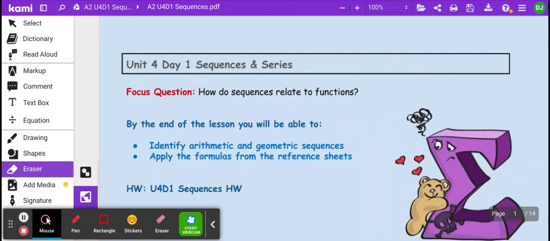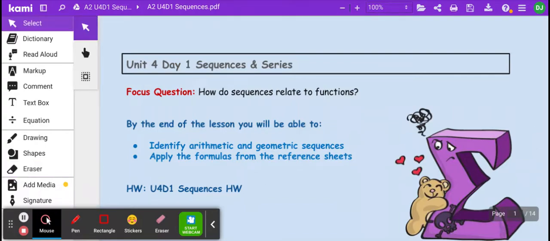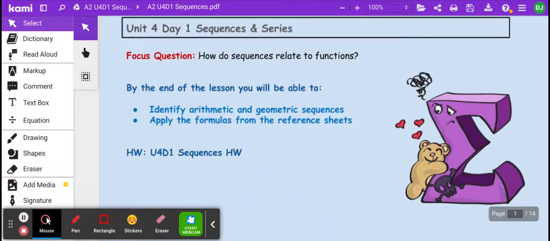Hey everybody! Today we are going to start Unit 4, Day 1. So this is a video that goes along with this lesson, and our new unit is about sequences and series. And we're going to look at today how sequences relate to functions that we have already studied. Our main focus today is going to be arithmetic and geometric sequences.